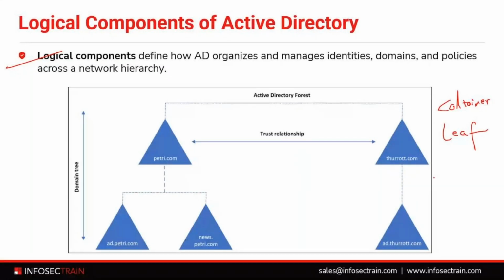Container object means it can be associated with other objects in the logical structure, and that means container objects can contain other objects. Leaf objects are the smallest components. They will not have any child objects associated with them, right? Leaf objects can be associated with the container objects, but nothing can be associated with leaf objects.